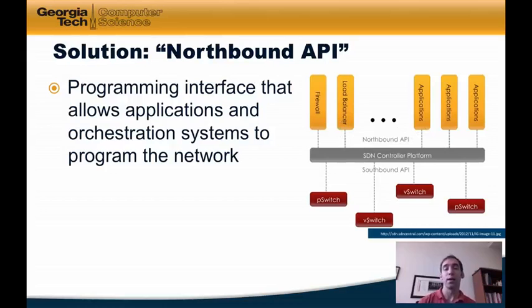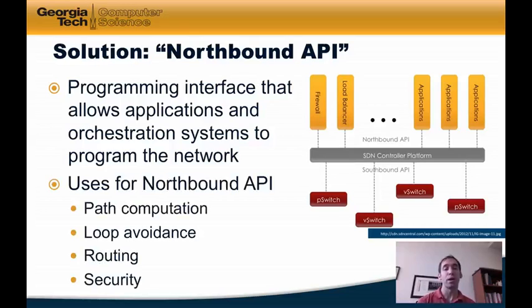Here you can see that developers might use a Northbound API to implement more complex applications such as firewalls, load balancers, and so forth. And the controller would be responsible for ensuring that those applications interact correctly. There are various uses for the Northbound API, including computing paths across the network, particularly paths that comply with intended policies, computing paths that avoid loops, performing routing and recovering from failures, and enforcing security policies.